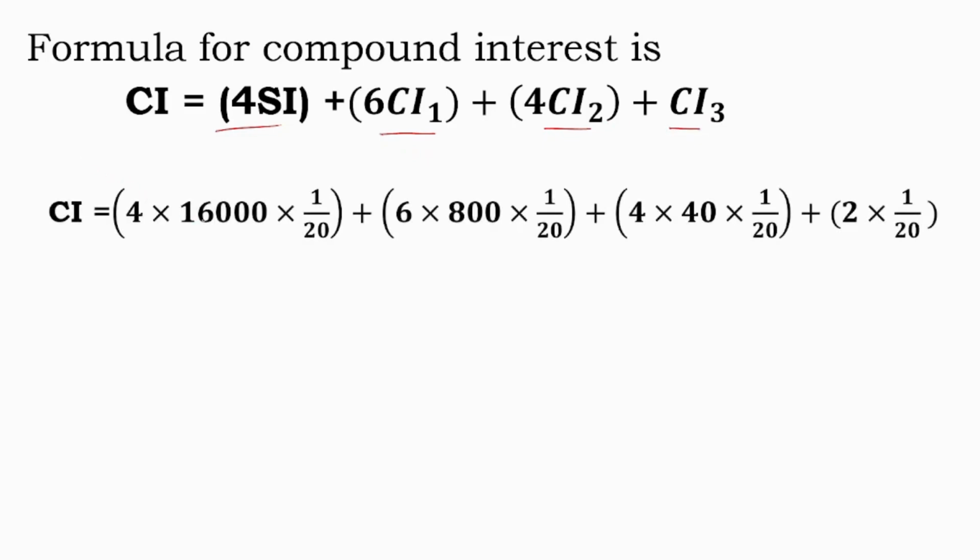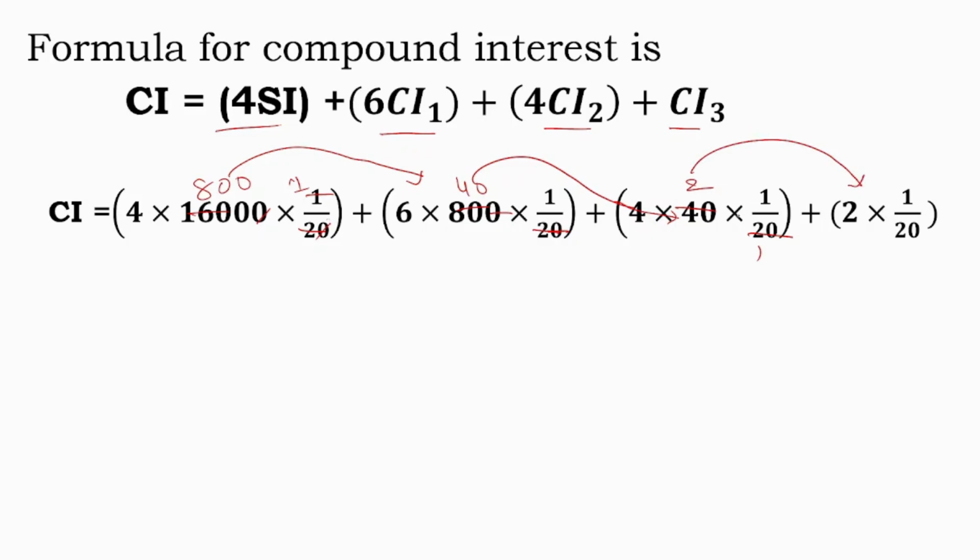So here simple interest is imposed on principal. That's why 16,000 into 1 by 20. So the 0s get cancelled, 2 ones are 2, 2 eights are 16, and the 2 zeros remain the same. The compound interest one is calculated for this simple interest. So 1 by 20 of 800, it is 2 ones are 2, 2 fours are 8, 40 rupees. Again, compound interest 2 on this 40 rupees, 1 by 20, it is 2 rupees.